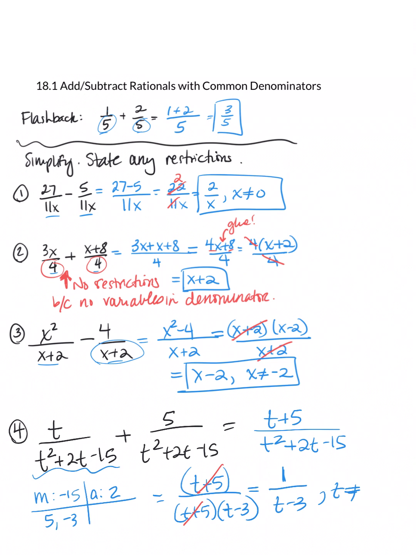We'll go back to what this was when we broke it into factors right here. It cannot equal a negative 5 and it cannot equal a positive 3. Okay, notice the signs are switched here. That's what would make the denominator undefined. We don't want that. So make sure you check your restrictions in every factor.